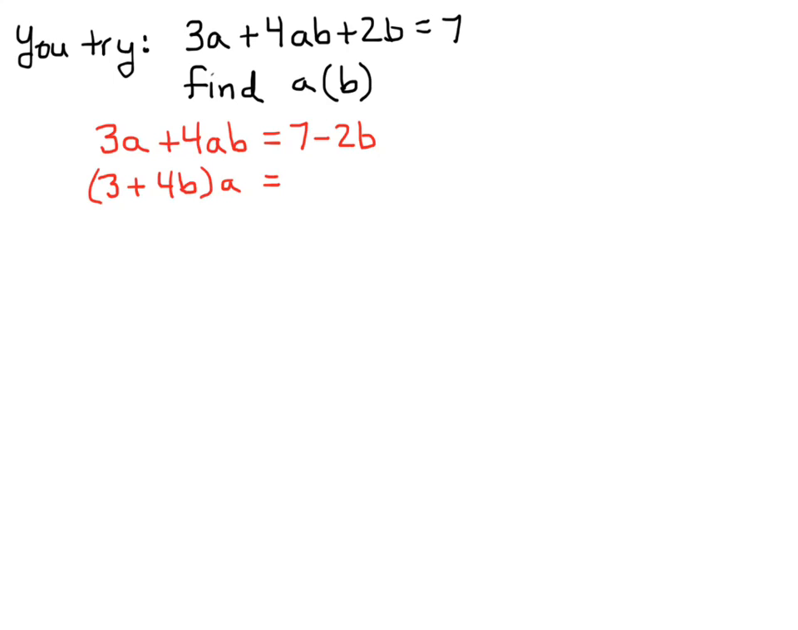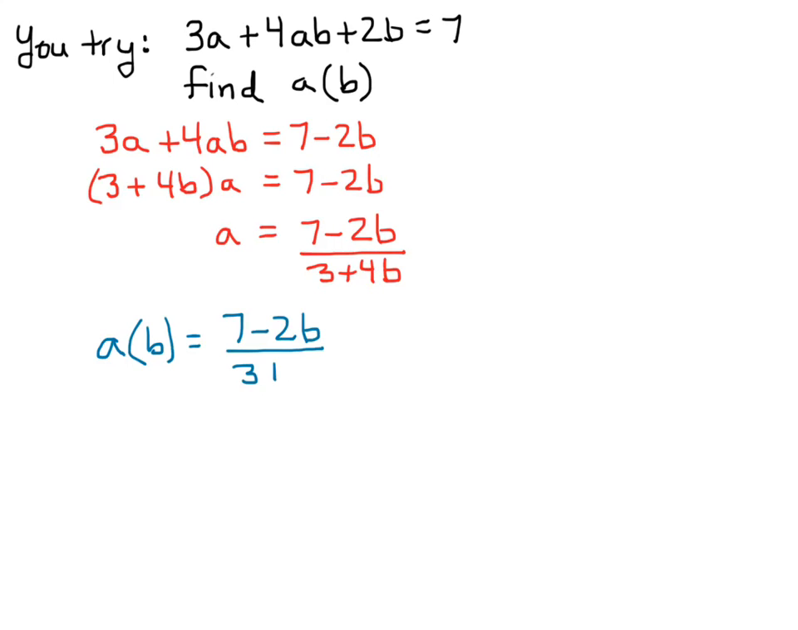Okay, let's start by looking at the solution here. In the first step, since I'm trying to find a as the function, that's the output that I want, I move everything that doesn't involve the a to the right side of the equation. So I have 3a plus 4ab equals 7 minus 2b. Now I can factor out that a, and so I get (3 plus 4b) times a equals 7 minus 2b.